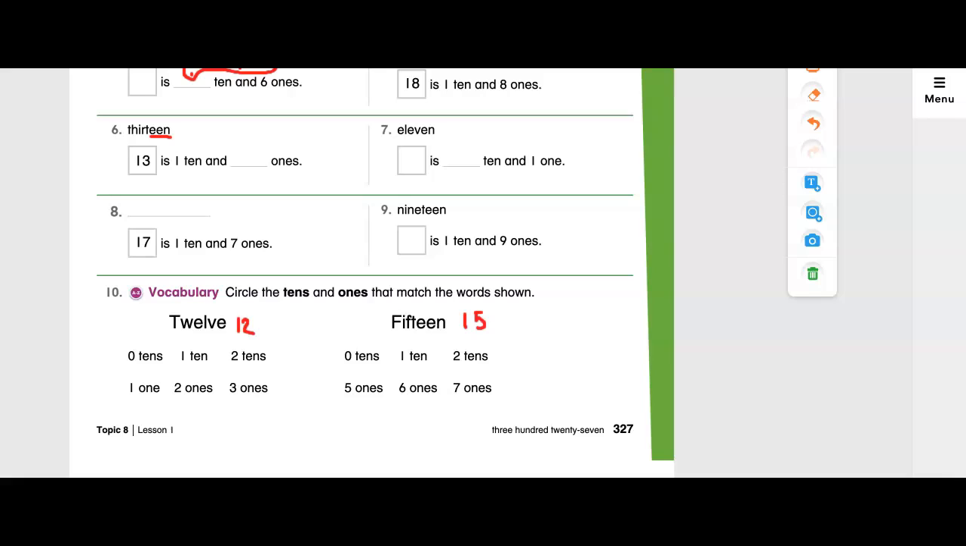Once you have completed this page, we have one more to complete. Pause the video so that you have time to complete working on this page. When you press play, we will begin working on our last page, page 328.